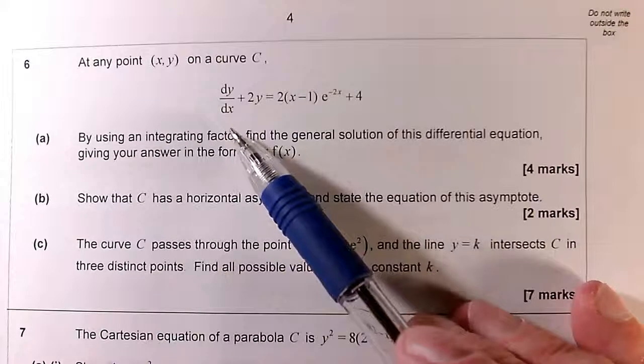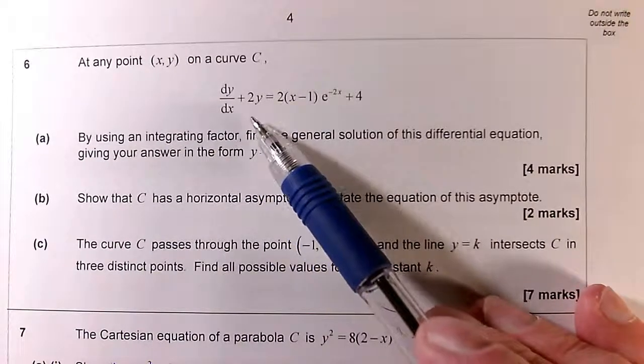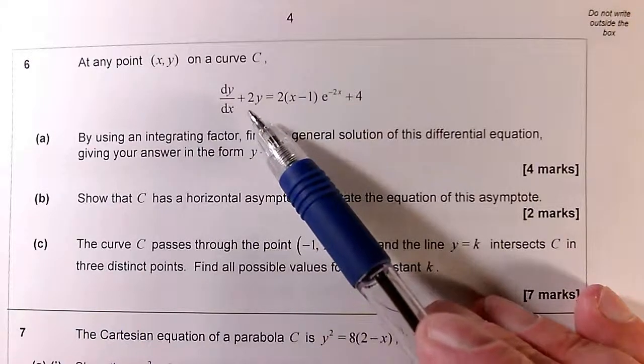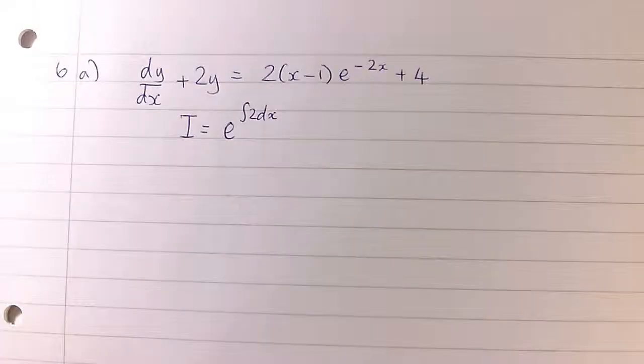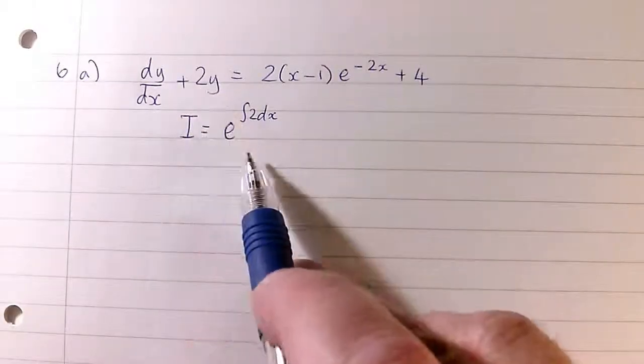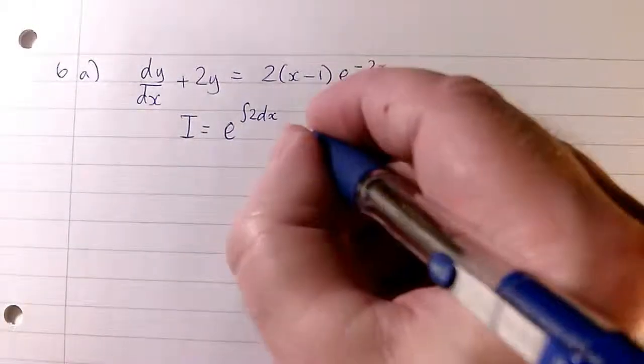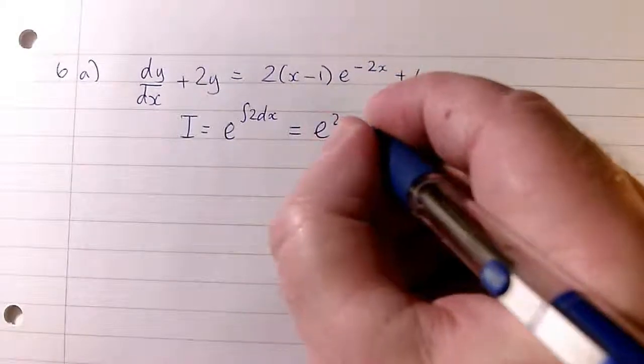So we've got nothing in front of our dy/dx. We've got a 2 in front of our y. It's a plus 2. So the integrating factor is the integral of that plus 2, and then e to the power of that. So here we go. To integrate that, e to the power of the answer. So this is e to the power of 2x.